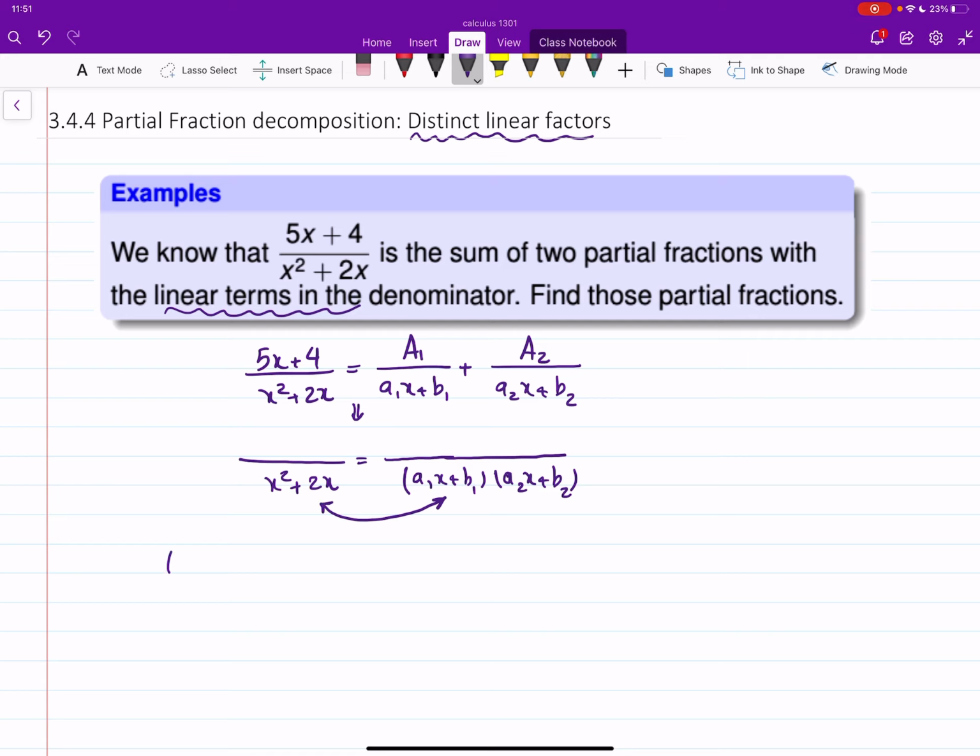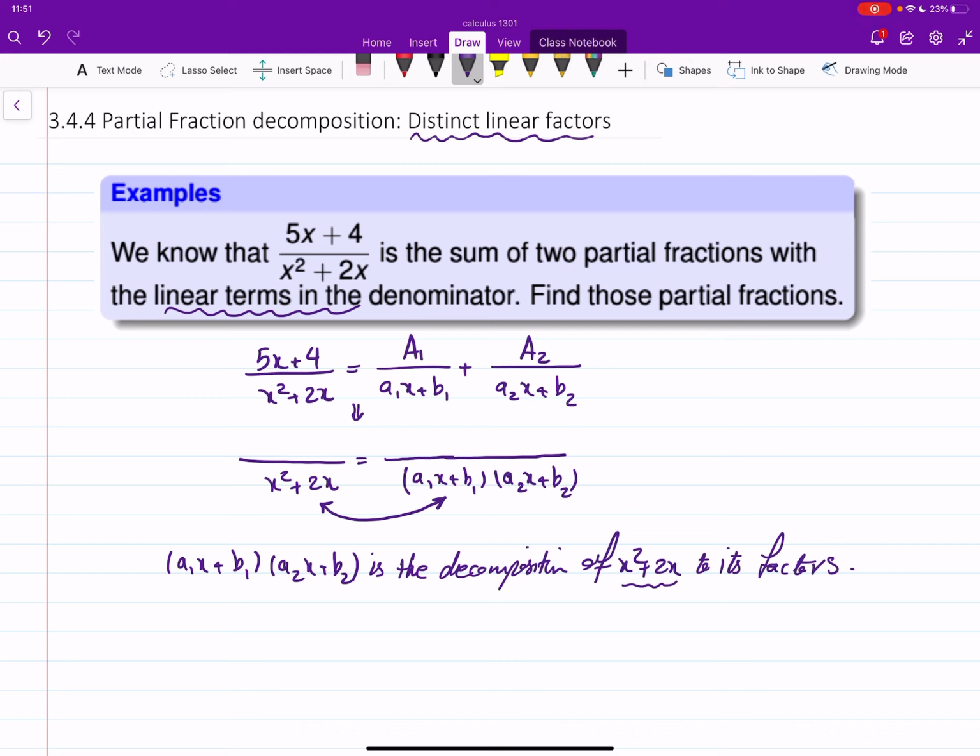So in other words, a1x plus b1 times a2x plus b2 is the decomposition of x squared plus 2x into its factors. How is this going to help us? Well, this is an easy function to factor. I can factor out x. And voila, you see, on the right-hand side I have two factors, on the left-hand side I have two factors. These factors must be the same, otherwise this equality doesn't make sense. So what I have shown here is that the denominators of those partial fractions must be the factors of the denominator of the rational function.